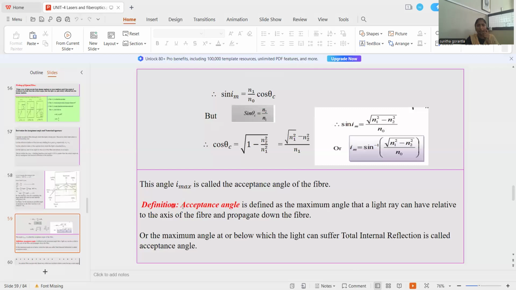Now, the definition of acceptance angle. Acceptance angle is defined as the maximum angle that a light ray can have relative to the axis of the fiber and propagate down the fiber, or the maximum angle at or below which the light can suffer total internal reflection is called the acceptance angle.